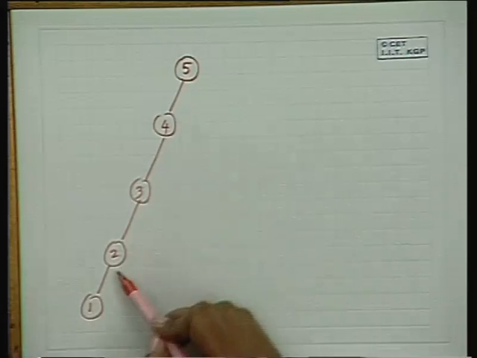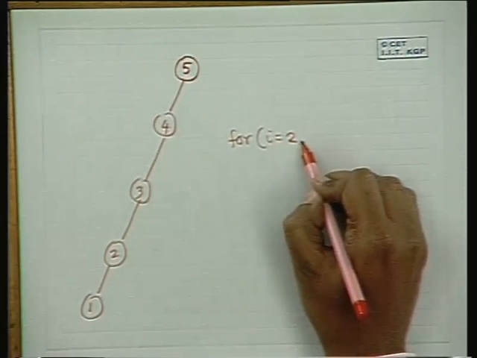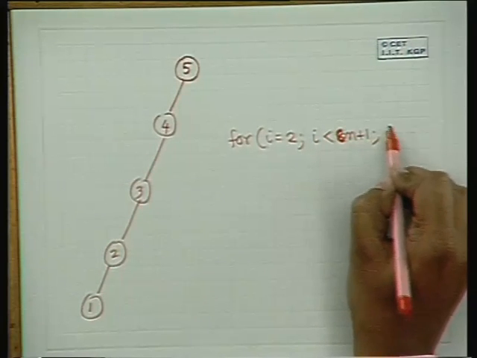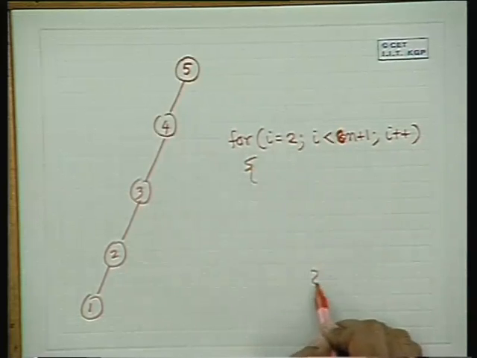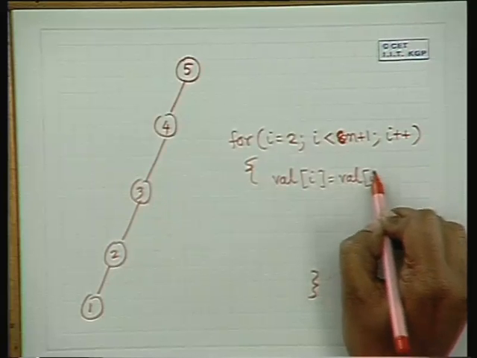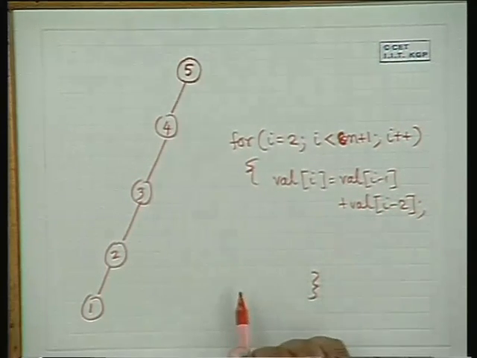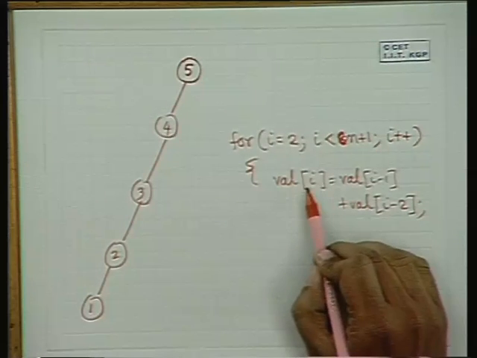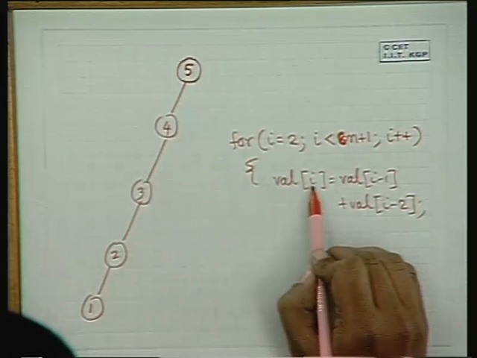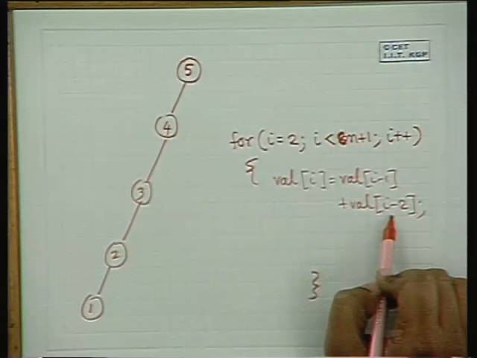How would you do it? Solve it bottom up. For i equal to 2, i less than 6 or n plus 1, i plus plus. Simple. Val i depends on val i minus 1 and val i minus 2. And if you are solving it bottom up, you know that when you are solving val i, val i minus 1 and val i minus 2 are done. So you need not check whether they are already done.